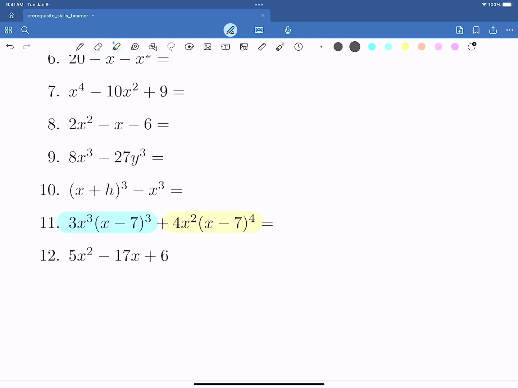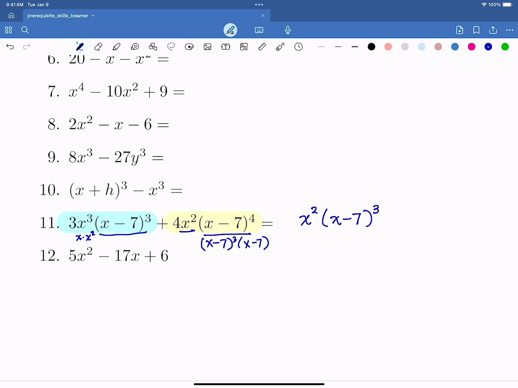So I see that they have a common factor of x. More than that, they have a common factor of x squared, because x cubed is x times x squared. And then here there's an x squared. So they have a common factor of x squared. They also have a common factor of x minus 7, but more than that, this is (x minus 7) cubed. This is (x minus 7) cubed times (x minus 7). So what they have in common, the common factor, is x squared times (x minus 7) cubed.